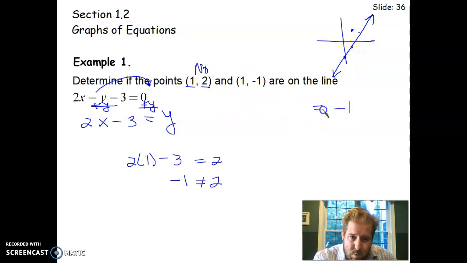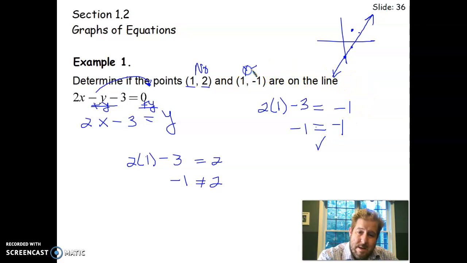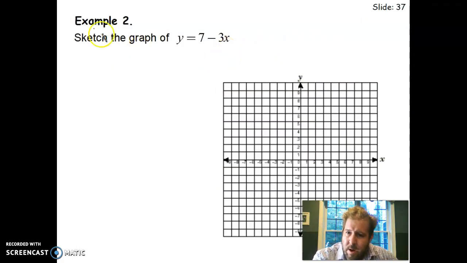So -1 was y. 2 times 1 minus 3. 2 times 1 is 2. 2 minus 3 is -1. And -1 does equal -1. So that once again verifies that, yes, that point is on the graph. All right, sketch the graph.